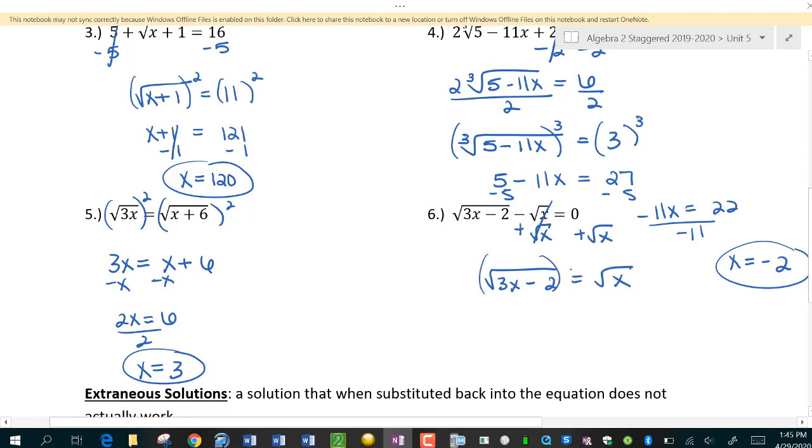I'm then going to square both sides to get rid of those radicals. So I end up with 3x minus 2 equals x. Subtract 3x from both sides, and then divide by negative 2. So x equals 1.